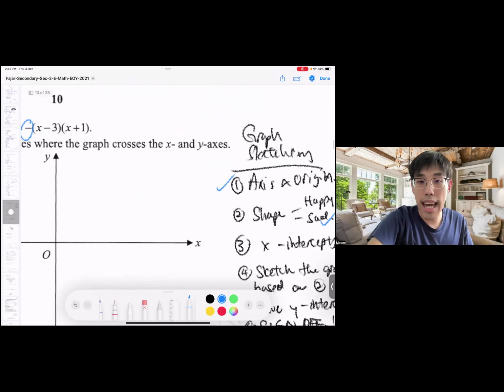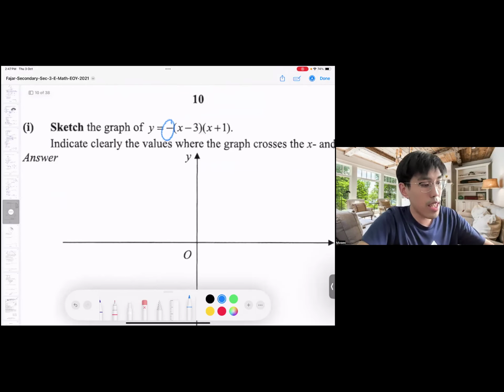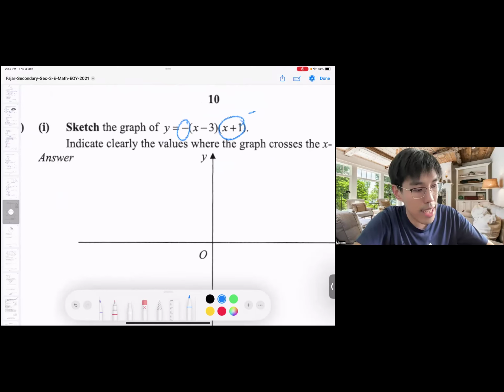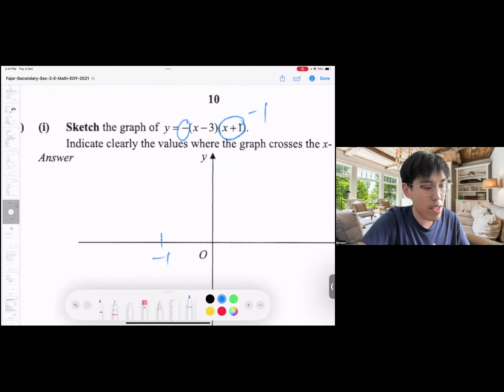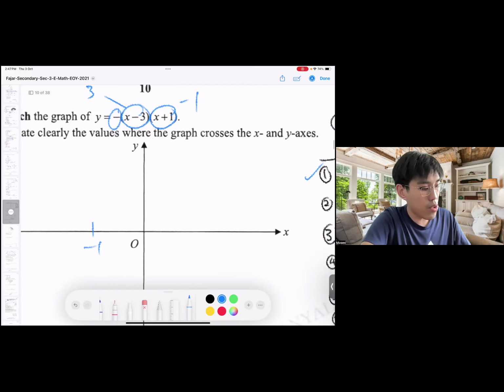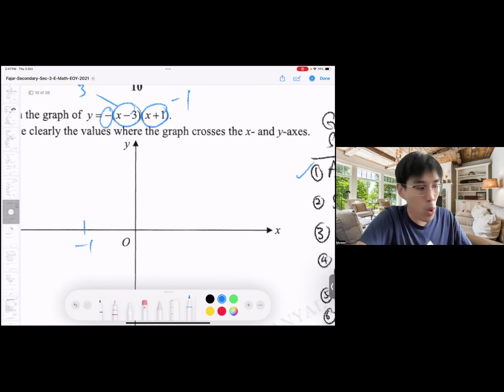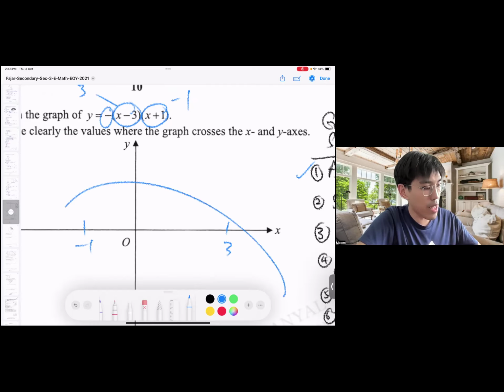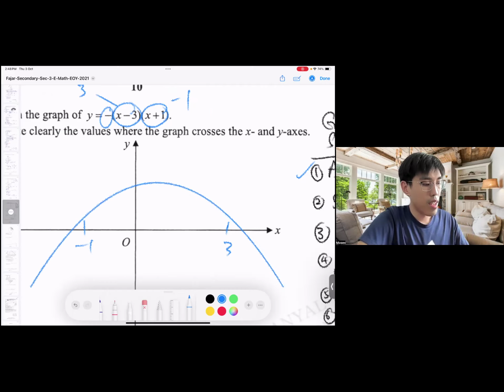Third, we must know what the x-intercepts are. From this equation, you must exactly know where the x-intercepts are. This one tells me it's -1, so I draw -1 first. Then this one tells me it's 3, so I must write the 3. Where is 3? I don't know, but it's okay, just draw 3 here. Then we start sketching the graph. I will sketch something like that. That's all. Just sketch.